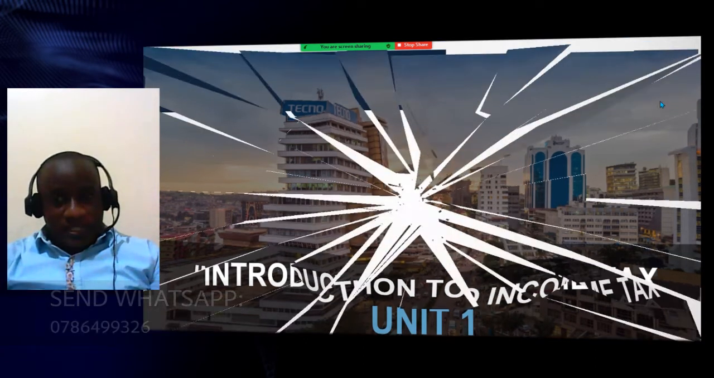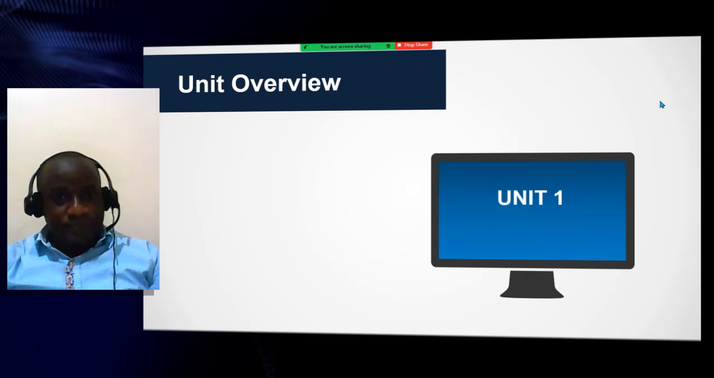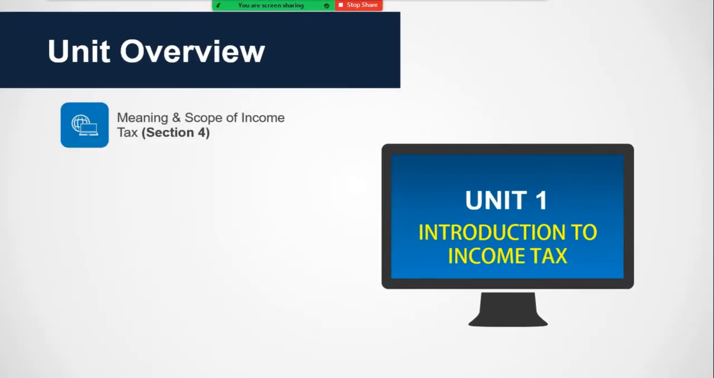As part of our discussion, we are going to look at a number of things. We are going to explore the meaning and scope of income tax, which is derived from Section 4 of the Income Tax Act. We shall have a discussion on resident and non-resident persons, Section 9, and why it is important for any tax practitioner to appreciate the resident status of the taxpayer.